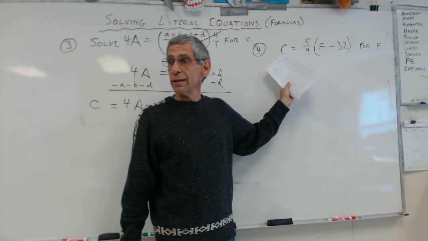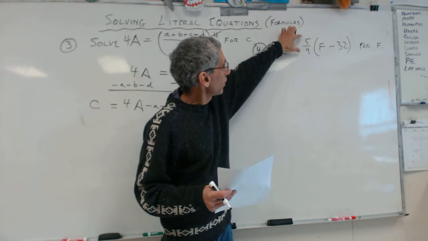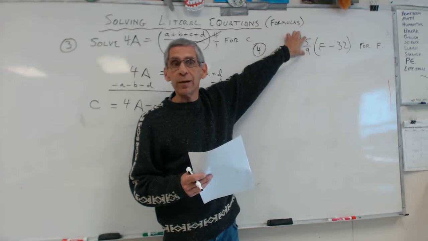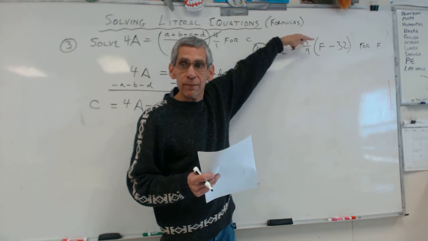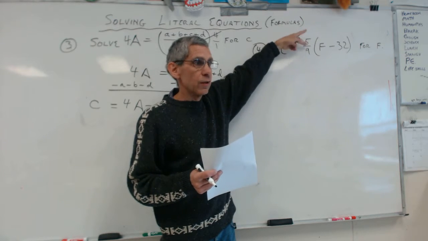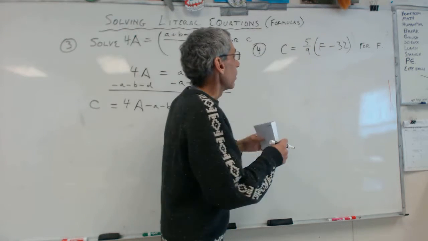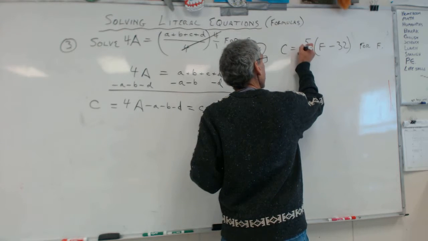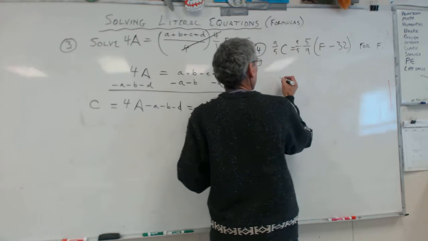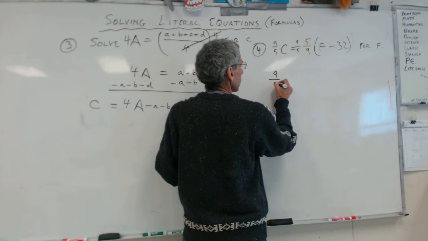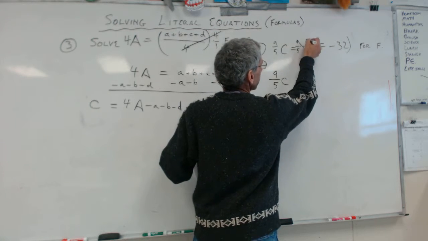But one thing that would be easier: how could I turn 5/9 into 1? Multiply it by its reciprocal. If I multiply any fraction times its reciprocal, it becomes 1. So I'm going to multiply this side times 9/5 and this side times 9/5. So that gives me 9/5 C equals, now I just have 1.